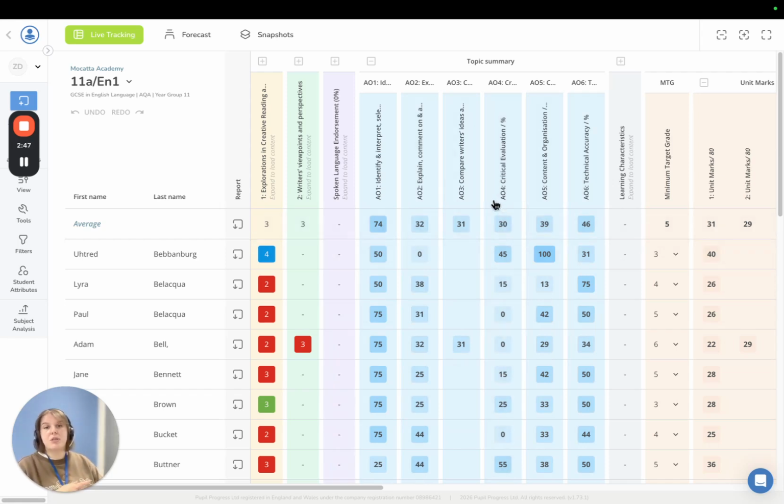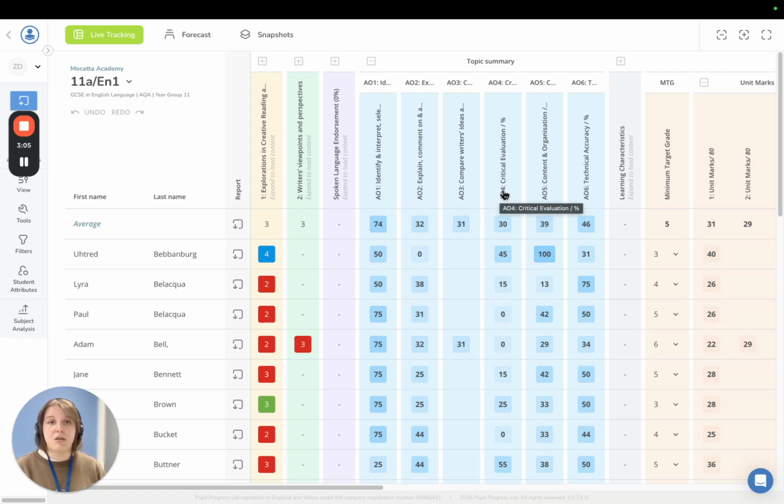And the important thing here to decide is, is this an area that we need to reteach in class? Is this something that needs to be worked into the lesson plan? Is this something that may be able to be addressed via home learning? Or do we need to build intervention groups based on the data that we're seeing here?